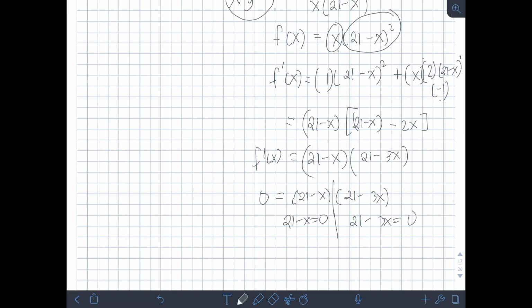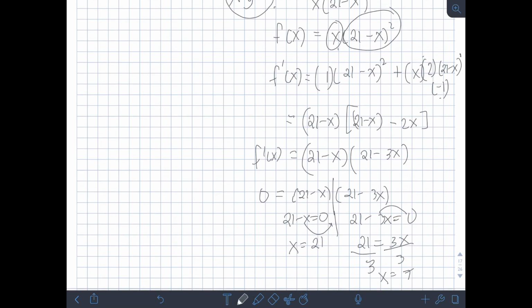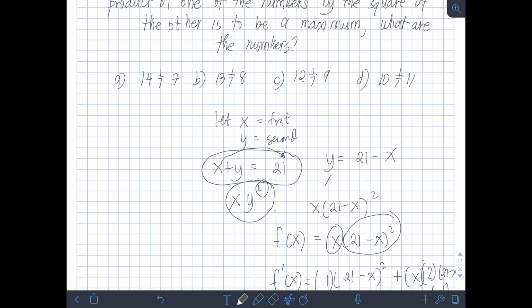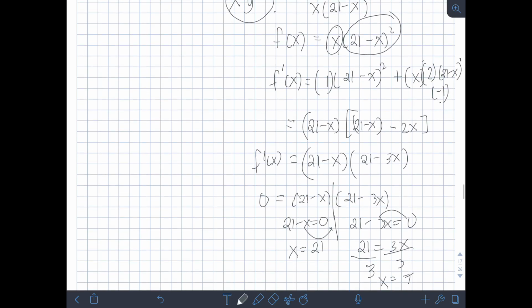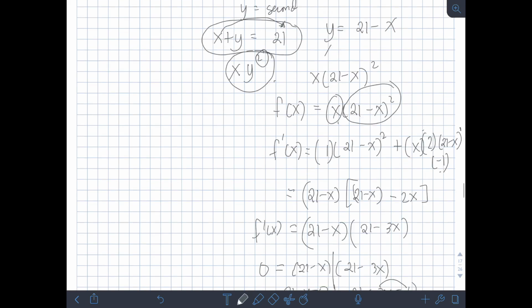So, therefore, for the first solution, we have x is equal to 21. So, transpose lang dito si x. Tapos, sa second equation, ang solution natin ay 21 is equal to transpose si negative 3x. So, 3x na siya. Divide 3. X is equal to 7. So, therefore, the numbers are either 21 or 7. Pero, hindi pwede yung 21. Kasi kapag 21, 0 yung isang number, right? At kapag minultiply mo yung 0 times 21, 0 yung product. So, hindi siya maximum. Therefore, 7 yung pipiliin natin.